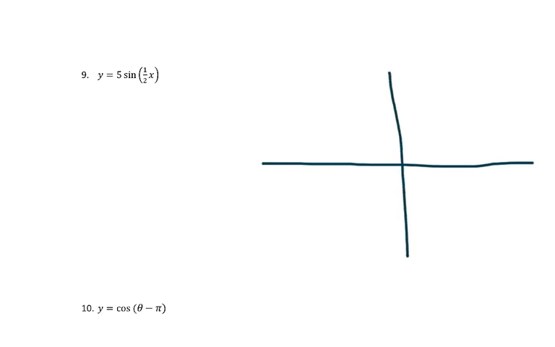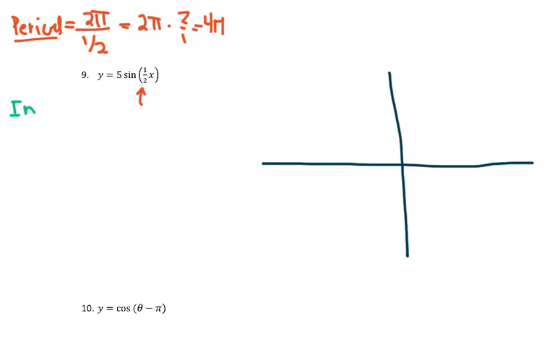So now our period is 2 pi divided by whatever number we're multiplying by theta or x, so divided by 1/2. So 2 pi divided by 1/2 is the same thing as 2 pi times 2/1, which is 4 pi. So my increments are our period of 4 pi divided by 4. So each increment is pi. So this will be an easy increment one. This will be 1 pi, 2 pi, 3 pi, 4 pi.